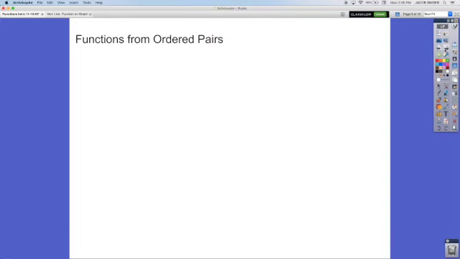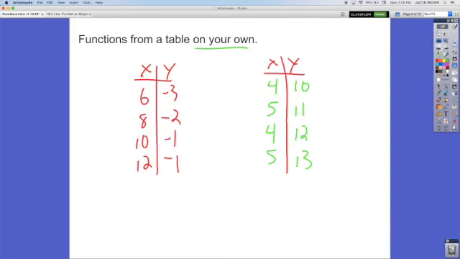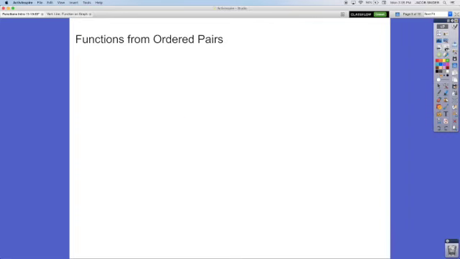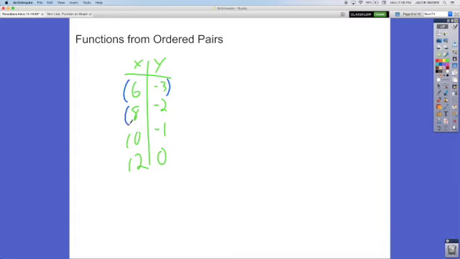Okay, so now let's talk about this table. If I just look at the last examples that you literally just did on your own, let me copy them real quick. So this is the table that you just did on your own. I can tell that these are ordered pairs, right? The x and the y just basically means that they're ordered pairs. So my ordered pairs: 6, -3, 8, -2, 10, -1, 12, 0. Do any of my x's repeat? No, they don't repeat, so that makes it a function.